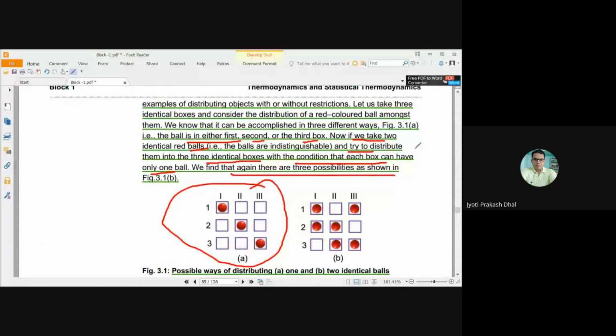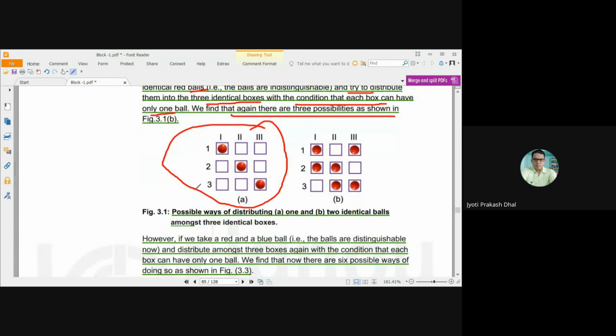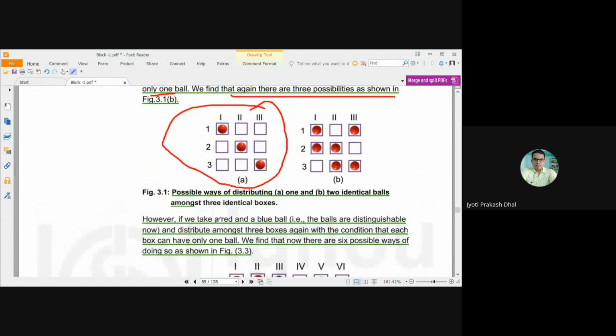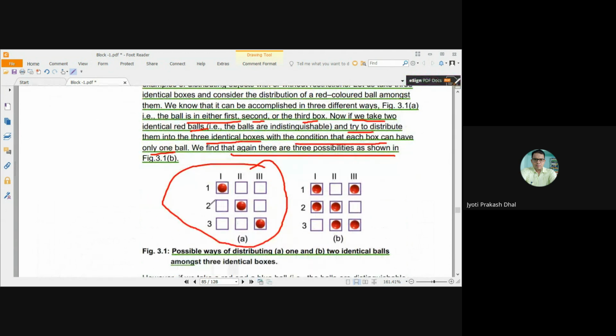So in the first condition, three identical boxes are there, and we have to distribute red color balls among them. So this is the first situation, in figure 3.1a. The ball is either in the first box, or in the second box, or in the third box, and hence the number of ways will be three.